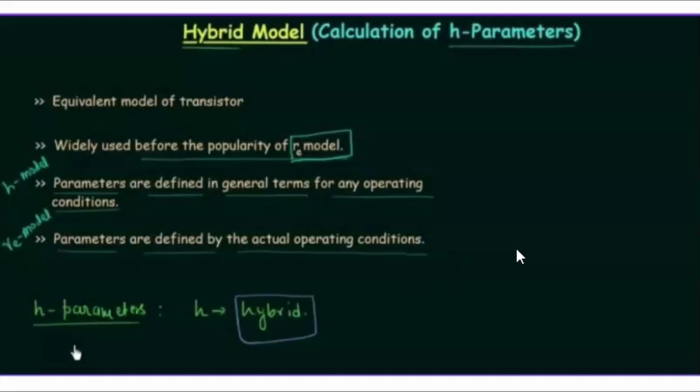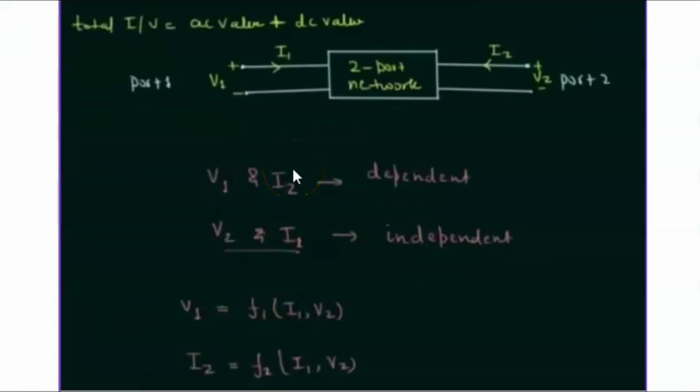Now in H parameters, the H stands for hybrid. Now one important point: total current or voltage is going to be equal to the AC value plus the DC value. अब यहाँ पे हमारे पास है एक two port network where we have our input current as I1 and input voltage as V1, whereas on the output side we have the output current as I2 and the output voltage as V2.